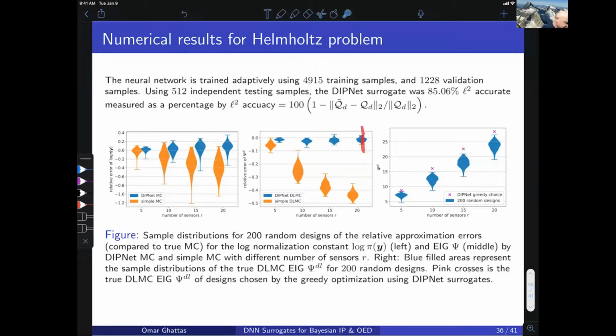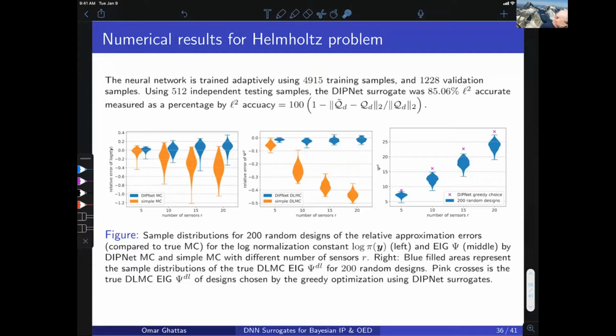So if I choose, how many? 200 random designs, you see the distribution of the error with the surrogate, and you see it with the simple double loop Monte Carlo. This is the one that has the same cost, the same number of PDE solves, but I use Monte Carlo sampling. And you can see the gap between them opens up as I increase the number of sensors. So as you get to higher and higher dimensional OED space, as your decision space of where to put the sensors gets bigger, you open up a larger gap.